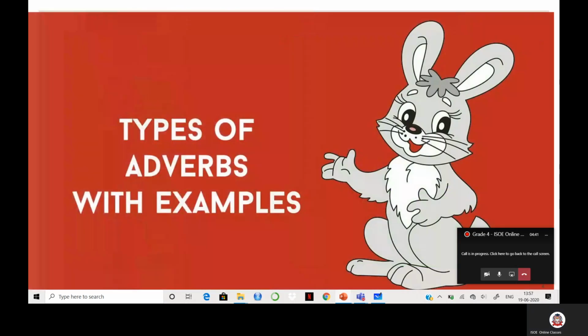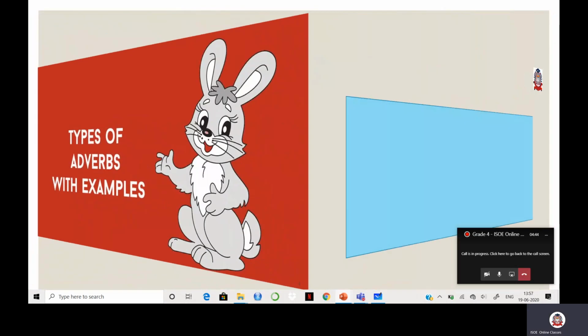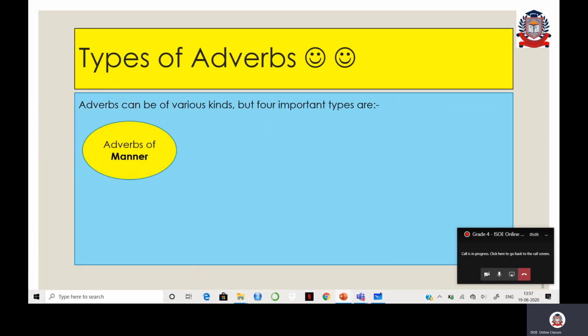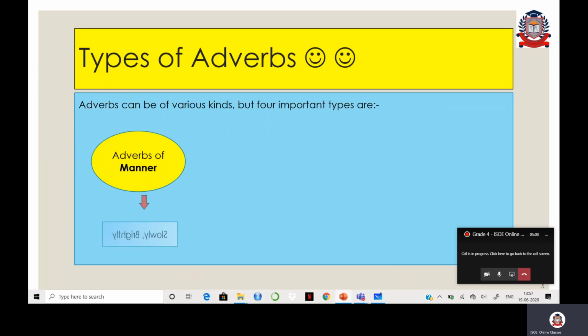Now we'll discuss the types of adverbs with examples. Now children, there are various kinds of adverbs, okay? But the most important adverbs are of 4 types and you have to remember this throughout your life. It will help you throughout your life to write well, to speak well, everything. The first type of adverb is adverbs of manner. And what are its examples? Slowly and brightly. Please remember the examples I'm showing right now because we will be discussing them later on.